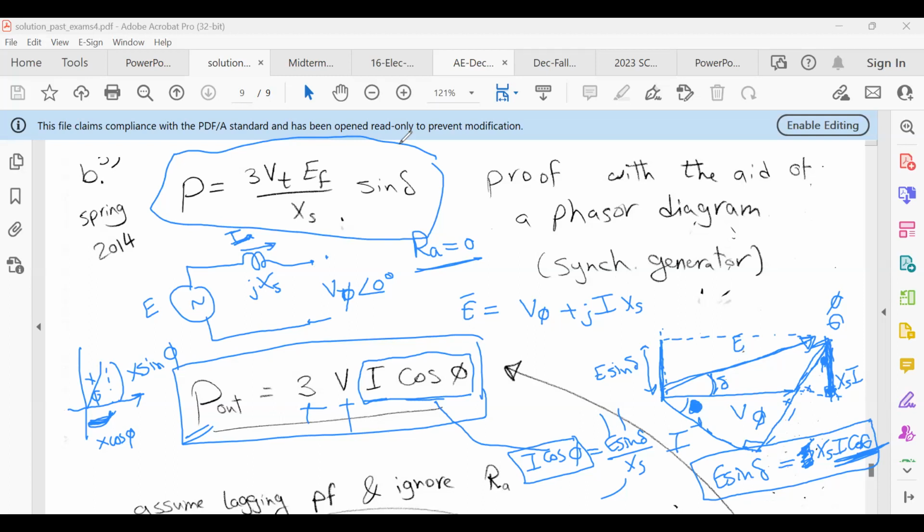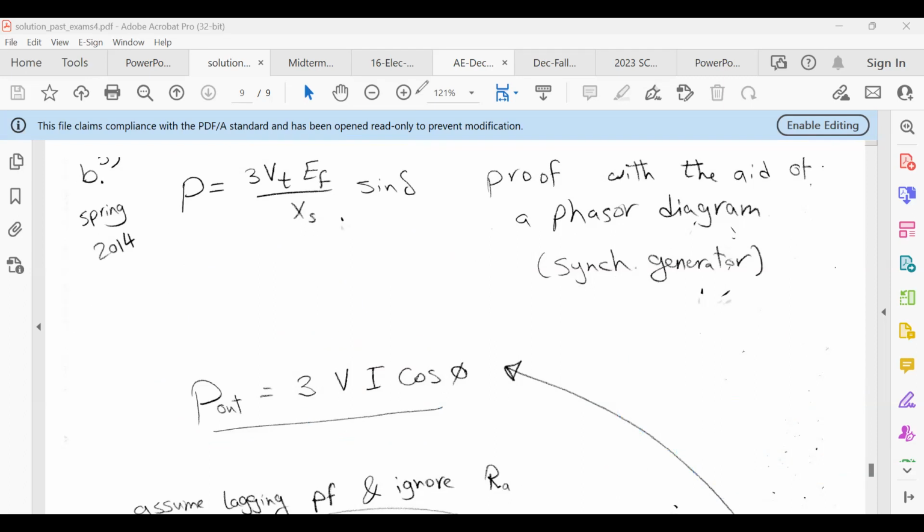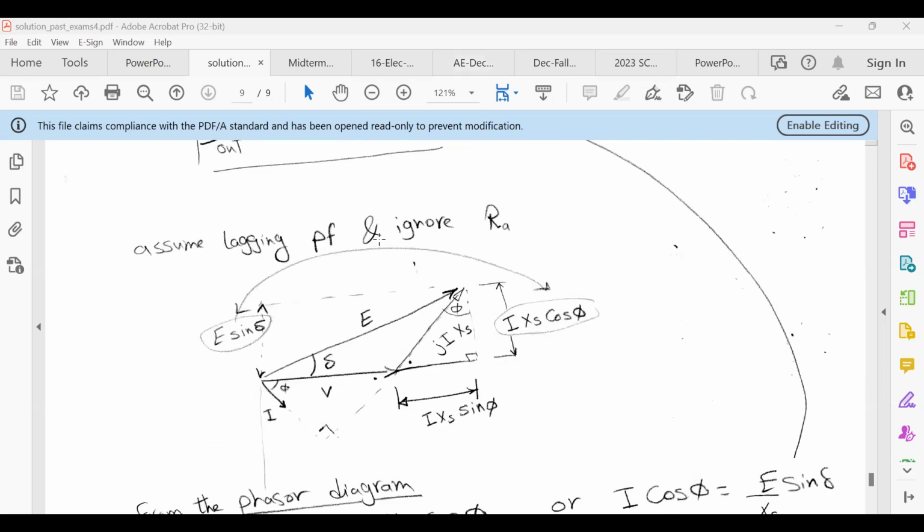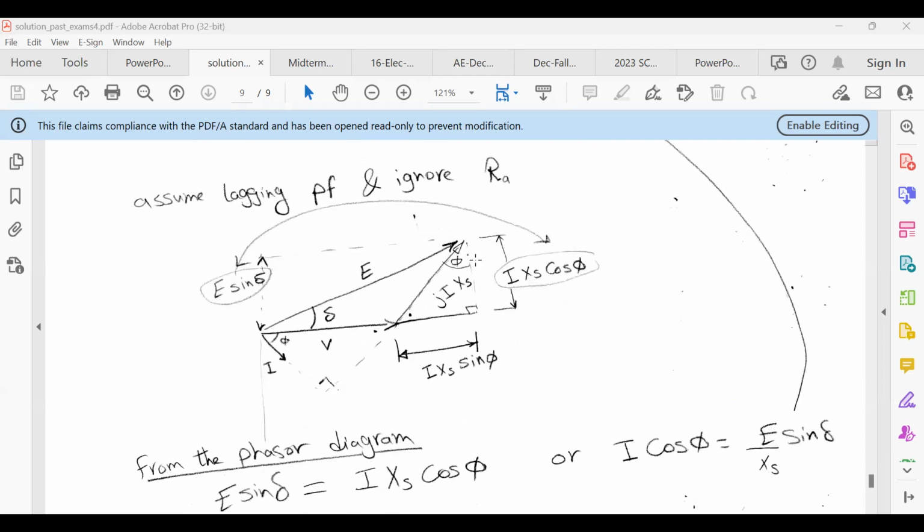This proof was one of the half questions, part B, for spring 2014. Let me show you the proof in detail if you don't have any question. This is how we solve it. We assume it's a lagging power factor, ignore R_A. We included the phasor diagram. Can you see the angles here are opposite, so equal? Here is a right angle, so this angle equals this.